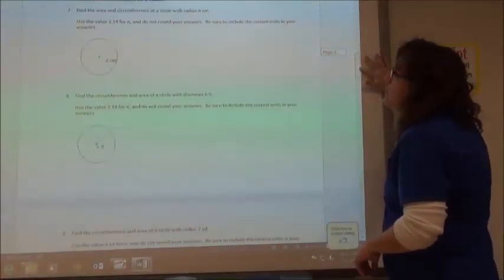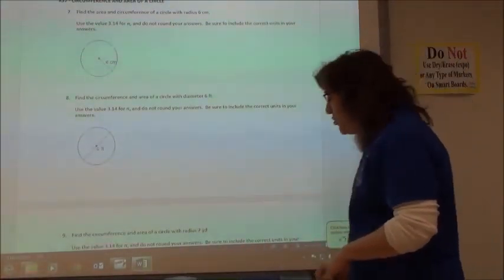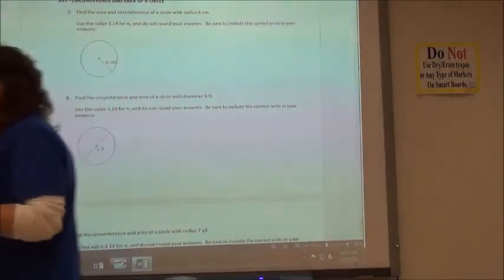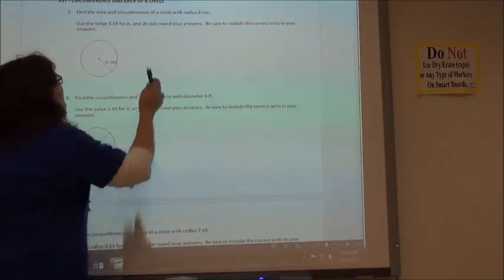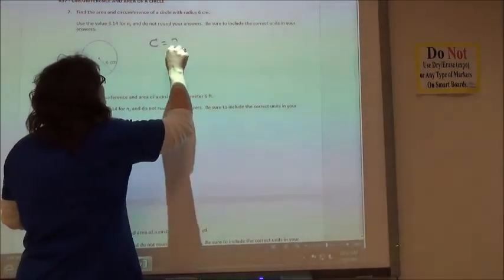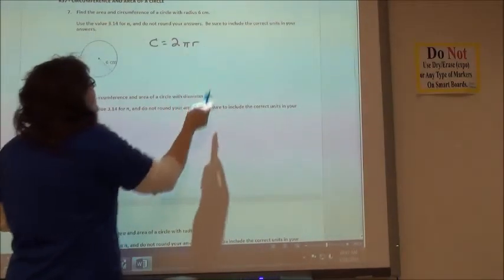Circumference and area of a circle, they're going to ask you for both. They're going to switch them around. Sometimes they'll ask for circumference first. Sometimes they ask for area first. There are two different formulas for circumference. I like to use the same one all the time because that way I don't have to memorize two formulas. Okay, I already know two of them, but for circumference, I do 2 times pi times the radius.